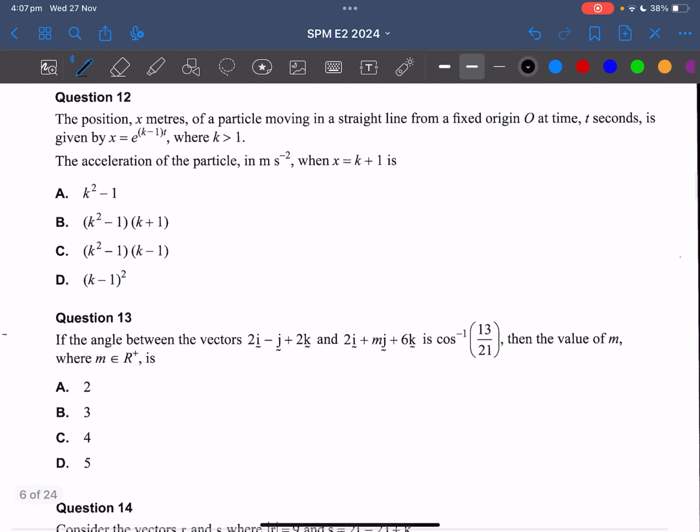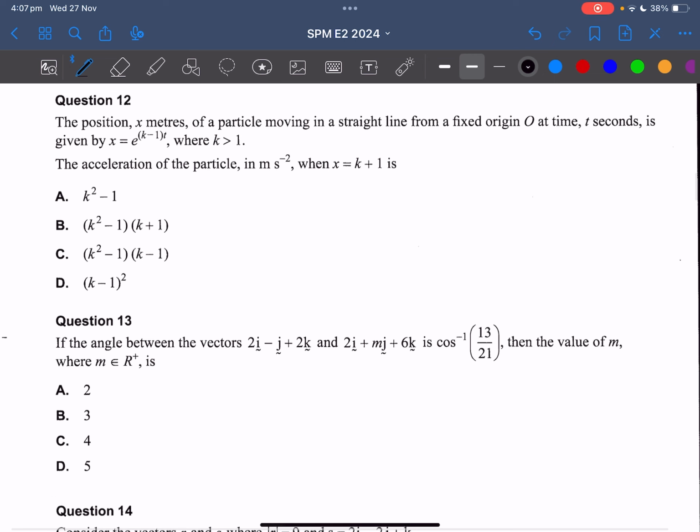Alright, so next question. The position x meters of a particle moving in a straight line from a fixed origin at time t seconds is given by this. The acceleration of the particle in meters per second squared when x equals k plus 1 is. Okay, so this is our position time function, and how do I actually go from position time to acceleration? Well, we have to differentiate it twice, right? If you differentiate position, you'll get velocity.